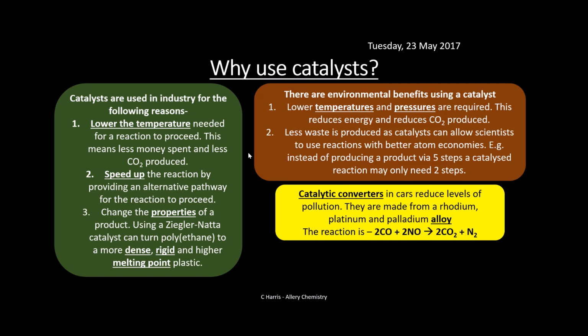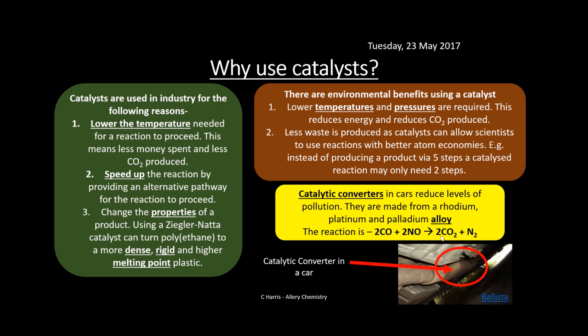Now, you might have heard of catalysts in cars, very common in cars or vehicles. These are catalytic converters. They're basically designed to remove pollution that's produced from burning fuels in a car, like petrol and diesel. They are made from a rhodium, platinum and palladium alloy, so it's a mixture of all these metals. What they do is they convert poisonous gases like carbon monoxide and nitrogen monoxide into less harmful ones. They're still not great, as carbon dioxide is obviously a greenhouse gas, but it's better than carbon monoxide. Nitrogen is not a problem because that's naturally found in the air anyway. So we're producing these less harmful products.